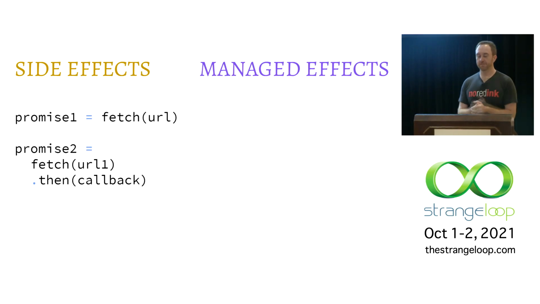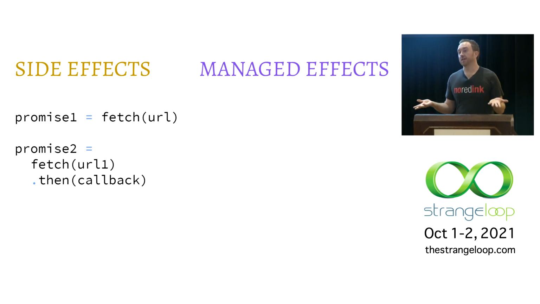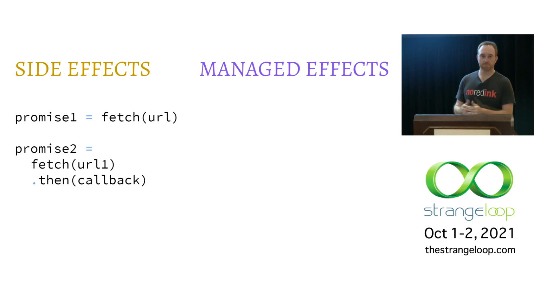Here's an example of something that does side effects. This is JavaScript using promises. So we're setting promise 1 equals fetch some URL. Promise 2 is fetch the URL dot then, and then there's some callback which is going to return another promise. You could chain these together, et cetera. Promises are a super common thing in JavaScript. They're nice for modeling asynchronous tasks that can be chained together, and it's something that is done all over the imperative world.